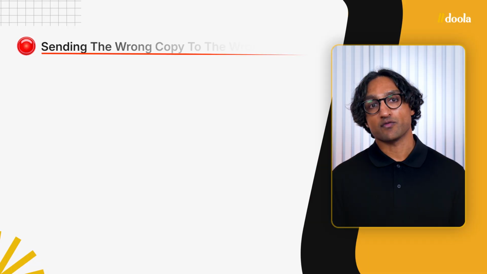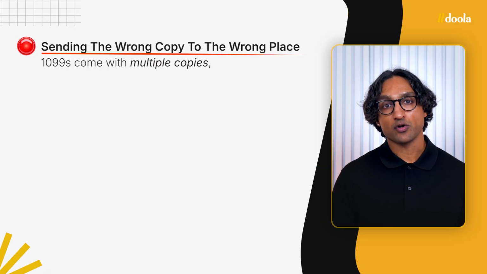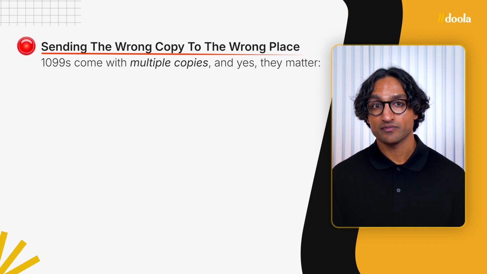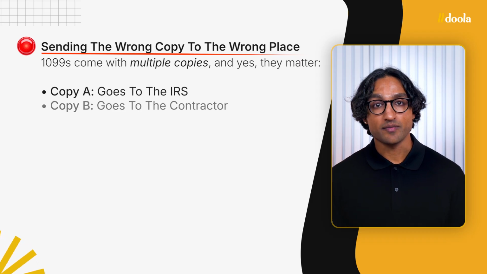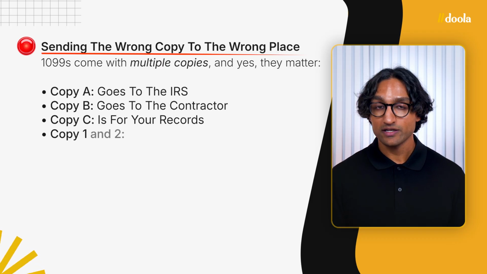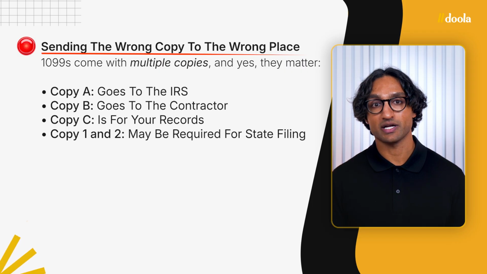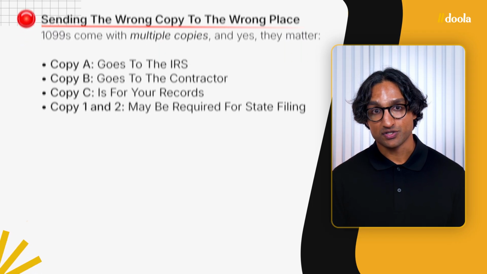Mistake 4, sending the wrong copy to the wrong place. 1099s come with multiple copies, and yes, they matter. Copy A goes to the IRS, copy B goes to the contractor, copy C is for your records. Copy 1 and copy 2 may be required for state filing. Mix those up, and you're looking at potential compliance issues, especially if your business is audited.